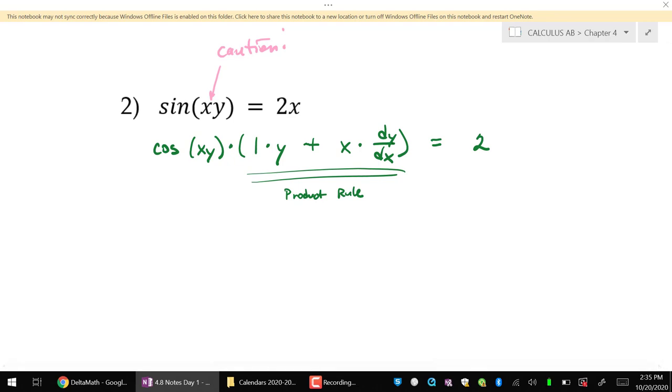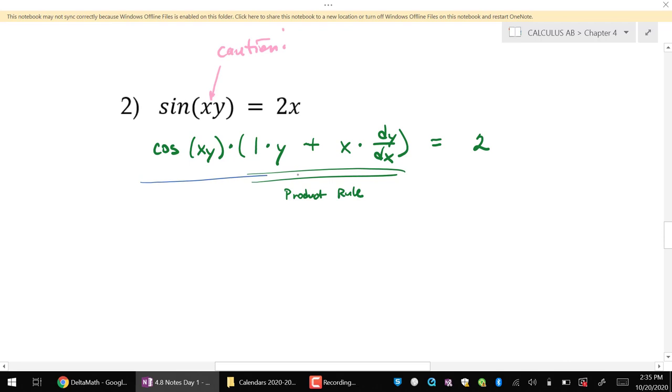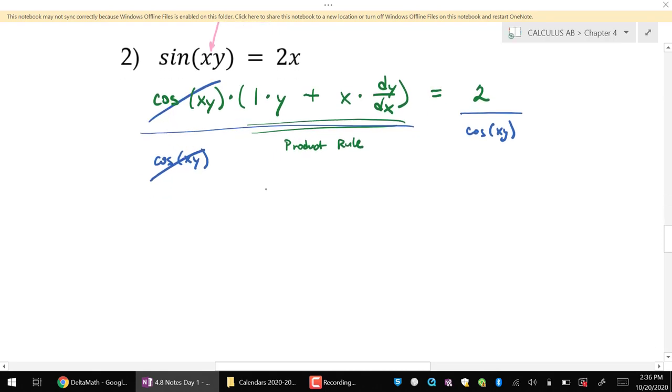Now, at this point here, we want to try to get dy dx isolated. So what if we divide both sides by cosine xy? Let's divide this entire thing by cosine of xy, which means I've got to divide the other side by cosine xy. So cancel, cancel. And now I have y plus x dy dx equal to 2 over cosine, but cosine in the denominator would just be secant. So I have 2 times the secant of x times y.